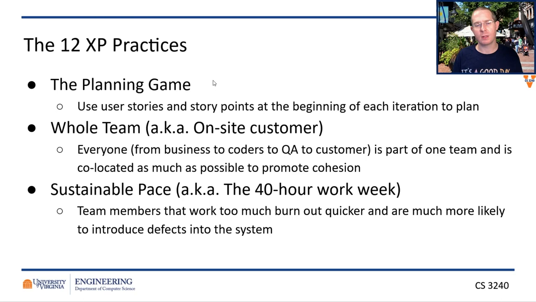Whole team, or the idea of the on-site customer. If requirements have the ability to change, you need to have someone who has the authority to make that change and also to clarify any changes. So in an agile environment, ideally a stakeholder or a customer is a quote unquote part of the team. They're co-located if possible. They are someone you can call constantly and say, hey, what do you think about this? How does this work? Someone that has the ability to speak on behalf of the customers or the stakeholders. So you have to have that sort of feedback loop in order for the true nature of agility to work.